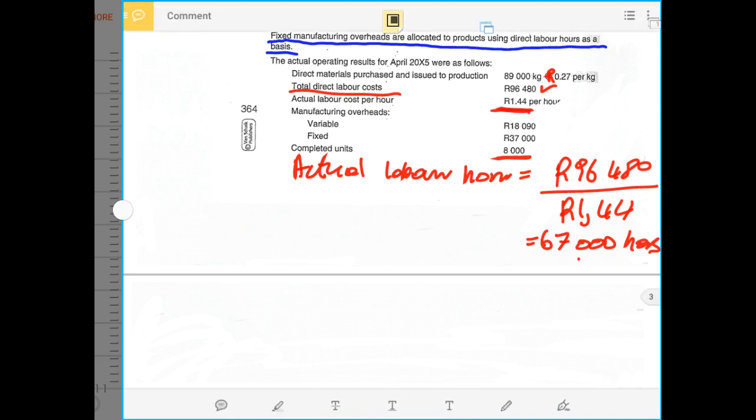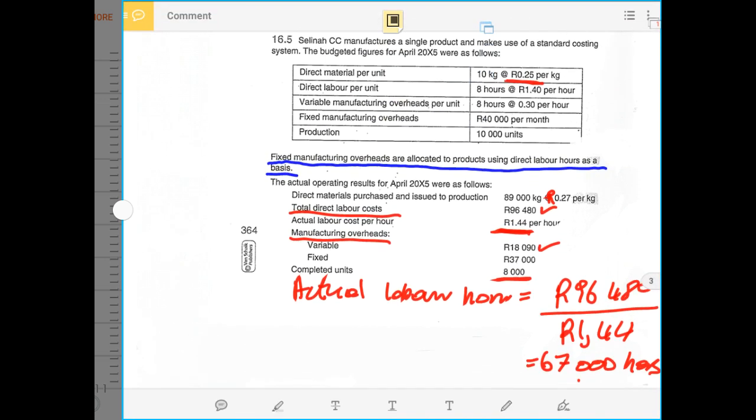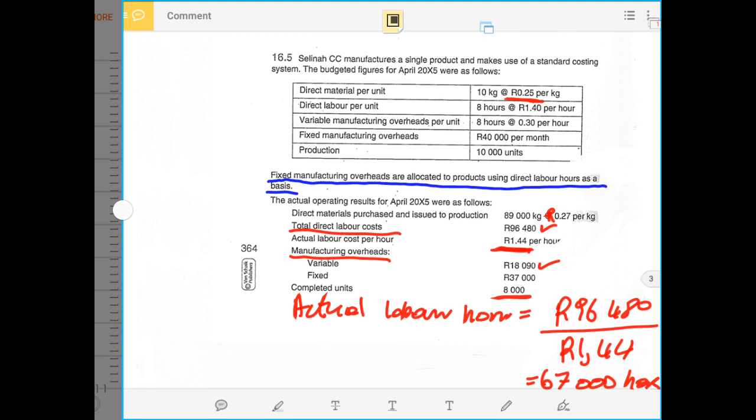Other things, I will not explain them in detail, just go through it, because we have already touched base on how you can calculate by reverse the number of labor hours. Then we are given manufacturing overheads, and our manufacturing overheads are given to be a total of 18,090. Now that we have our manufacturing overhead, we also need to know the actual rate of overhead per unit, because we previously estimated that our variable overhead per labor hour will be 30 cents.